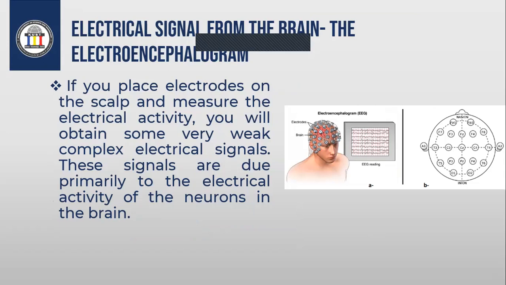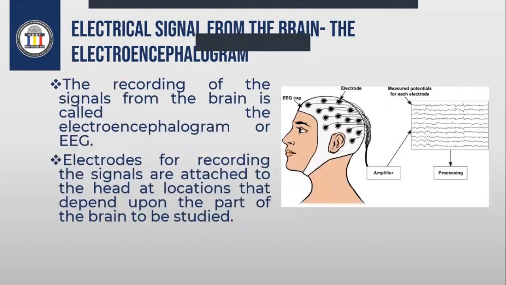The second type, we have the electrical signal that comes from the brain, which is the electroencephalogram. This one is like putting electrodes on the scalp of the head, and it receives the signal coming from the brain. This signal indicates the activity of the neurons in the brain.